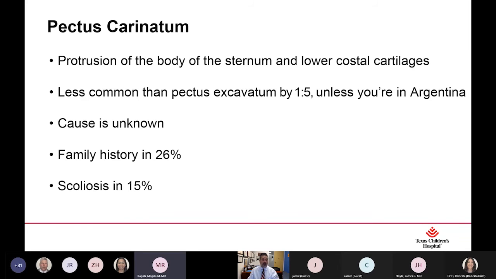The cause of a carinatum, also unknown. We talked about family history. The one thing I didn't mention with an excavatum, but is true, is that in both excavatums and carinatums, scoliosis is an association. It doesn't affect what we do. It doesn't affect how we repair the defect, but it is something you should look for in your patients, and is present in about 15% of them.